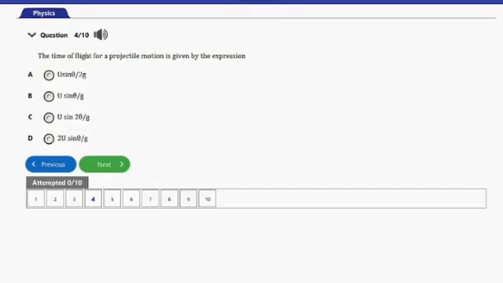Actually, the time of flight here is 2 times the time taken for the maximum height. So the time taken for the maximum height is u sine theta over g, and then the total time of flight will now be 2 times that time, and that's 2u sine theta over g. So option D is the answer to this question. Let's go ahead and consider the next question, guys.